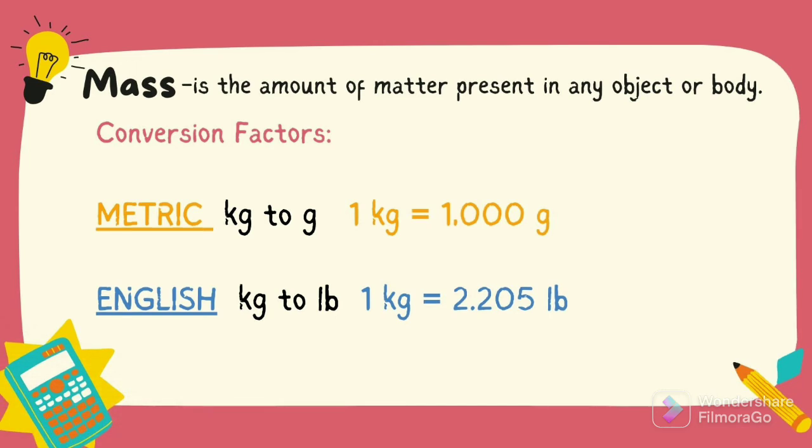Mass is the amount of matter present in any object or body. To convert mass into metric, we can use the formula kilogram to gram, which is equivalent to 1 kilogram equals 1,000 grams. And to convert mass to English, we can use the formula kilogram to pound, which is equivalent to 1 kilogram equals 2.205 pounds. Take note of these formulas, class, as we are going to perform calculations in conversion of units.